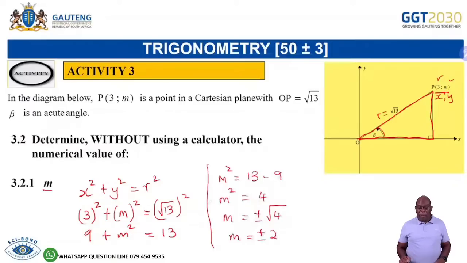Now, this value of Y here is plus or minus 2. So I need to choose one of those. So the M will be equal to 2. What is my reason for ignoring the minus 2? Because in the first quadrant, M can never be negative. So that's why I chose the positive value. Okay.